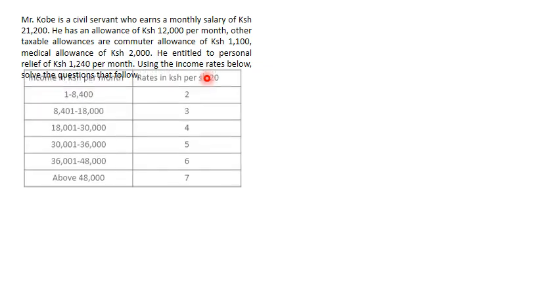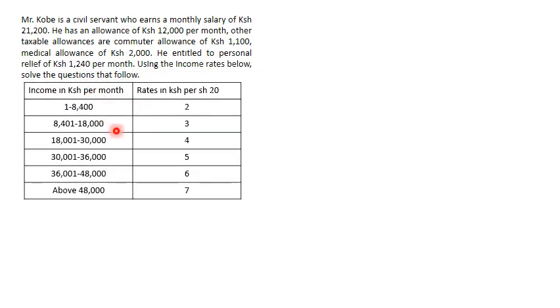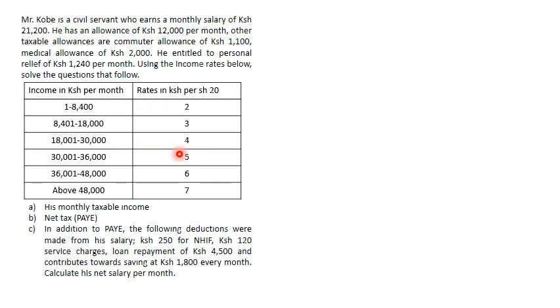And so we are given the tax tables, let me call them that, this one here, and we have some questions here. The monthly taxable income, we look for that, and then net tax, which is normally tax, or we call it PAYE, or if you like, pay as you earn. And there's this additional part where we have some deductions. We shall see that as we tackle number C.